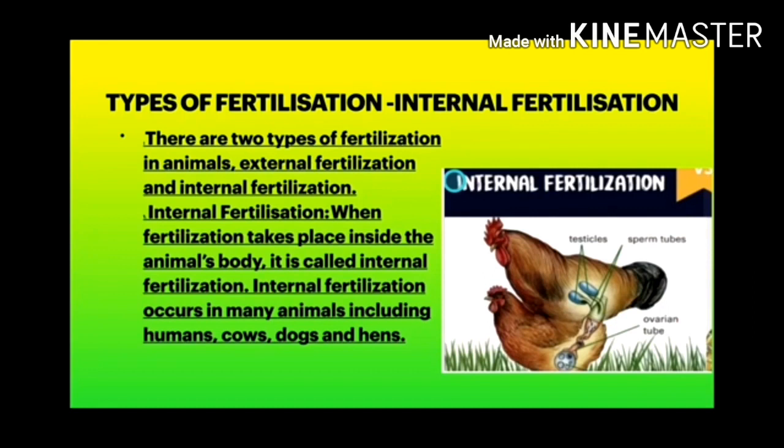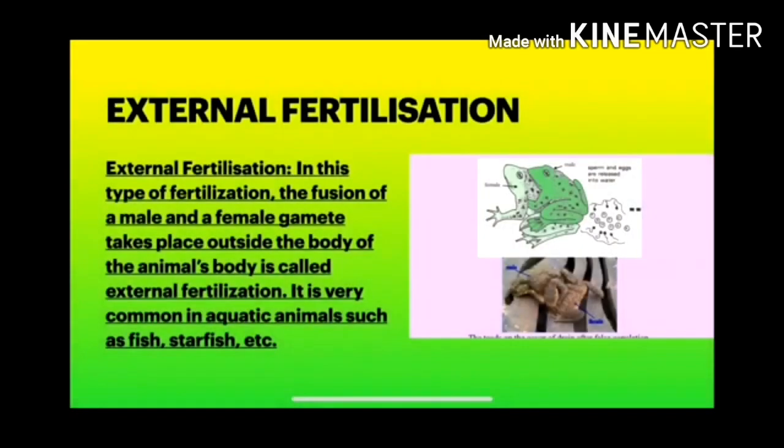In this process, the male animal releases its sperms into the female's body and the sperms move to the egg and fertilize it. It takes place in almost all the mammals, birds, reptiles and insects. This internal fertilization always occurs within the female body.